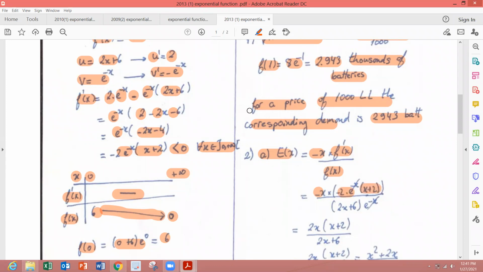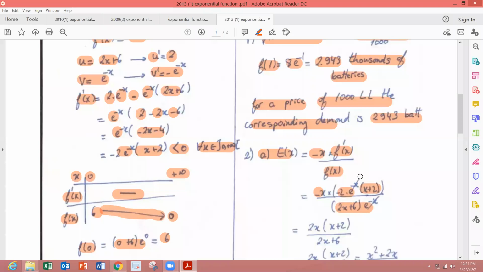Even if we did not solve it before, we can use the result. In the exam, suppose that it is difficult to calculate f prime x and you are given the answer, you can write the answer over fx. This is fx: 2x plus 6 e to the minus x.